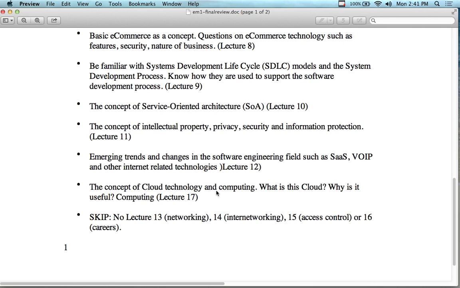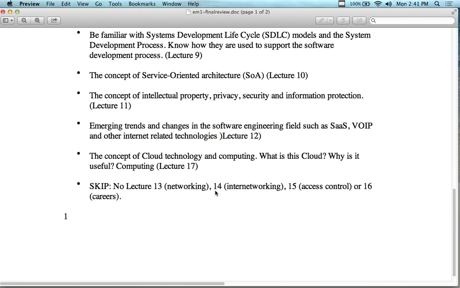And the last bullet point down here says skip. No 13, 14, 15, or 16. They're all networking related. So I did not cover networking, probably because I've chosen to cover cloud computing instead. Networking is almost too technical for this course.